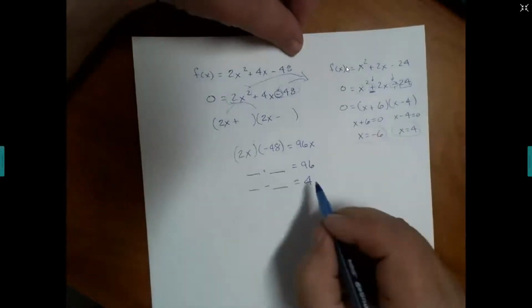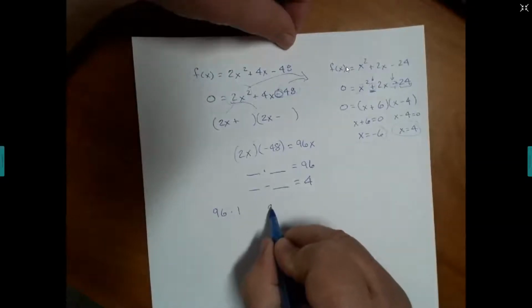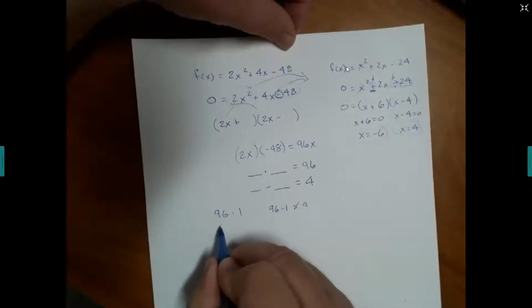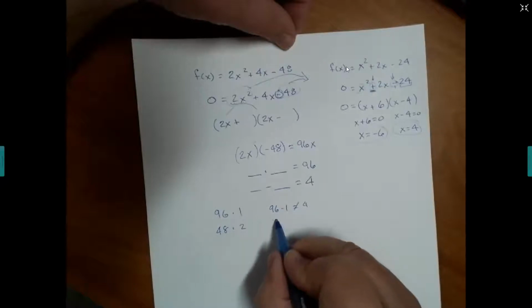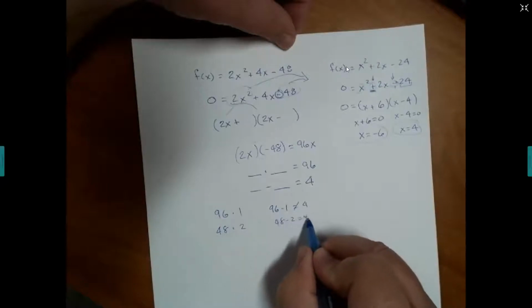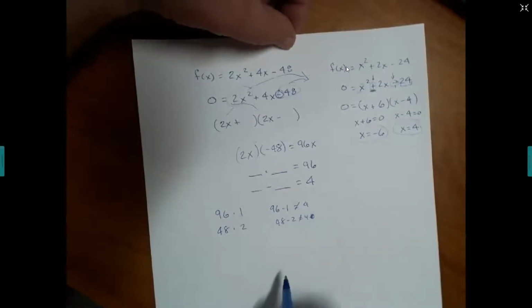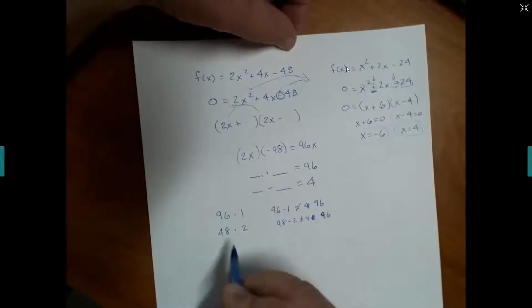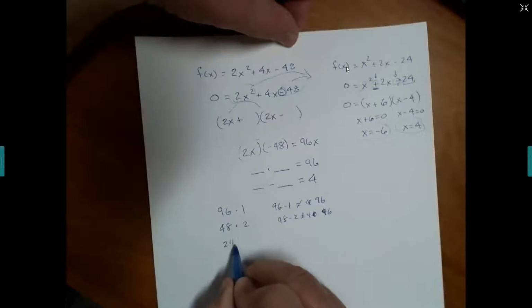So let's look at what equals 96. We have 96 times 1, but 96 minus 1 does not equal 4. You have 48 times 2. So we're getting closer. Does not equal 4. What else do we have? We have half of this, what? 24 times 4.